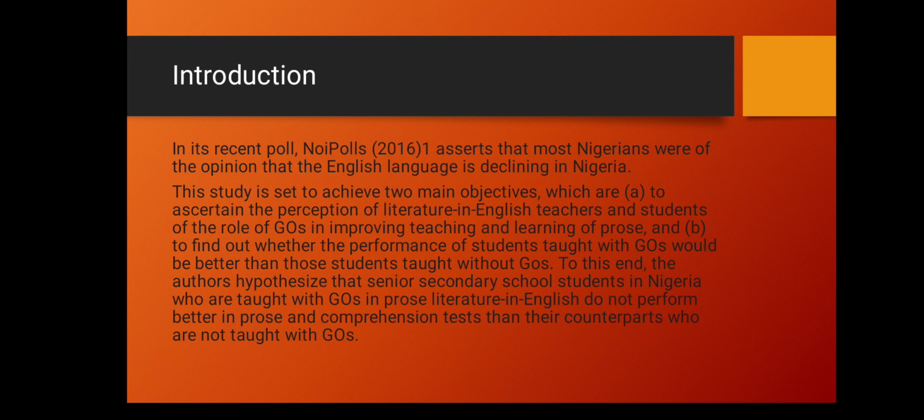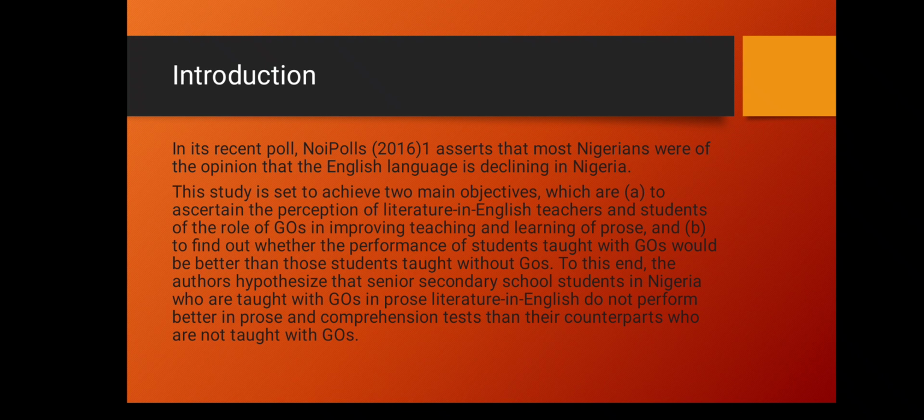Introduction. In its recent poll, Noel Polls 2016, one asserts that most Nigerians were of the opinion that the English language is declining in Nigeria. This study is set to achieve two main objectives, which are to ascertain the perception of literature and English teachers and students of the role of GOs in improving teaching and learning of prose, and to find out whether the performance of students taught with GOs would be better than those students taught without GOs.